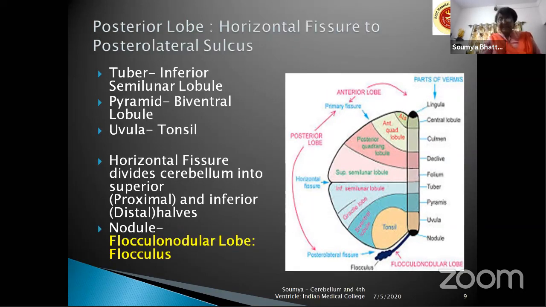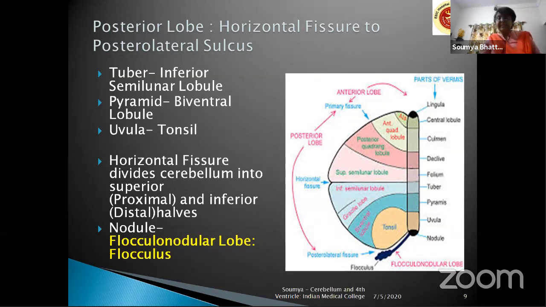The next slide is the posterior lobe, horizontal fissure to the posterolateral sulcus. I'm sure you are not getting confused, because posterior to fissura prima up to the posterolateral sulcus is the posterior lobe or the middle lobe. For your understanding purpose, I have divided it into 2 slides so that you can remember it better.